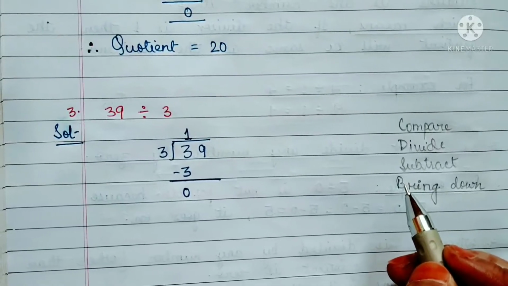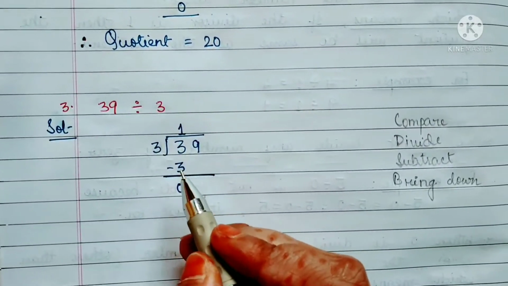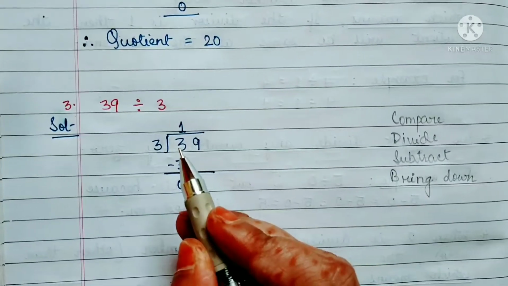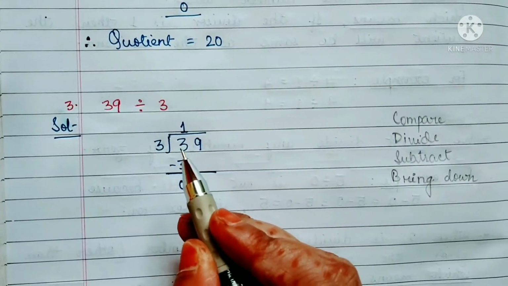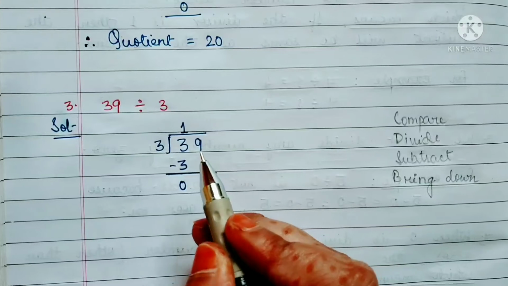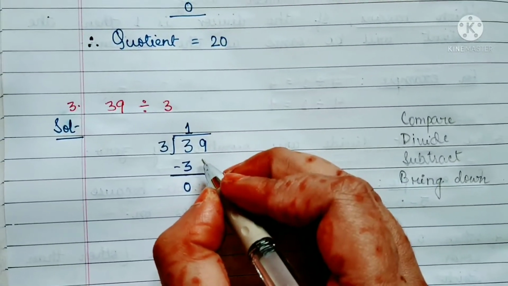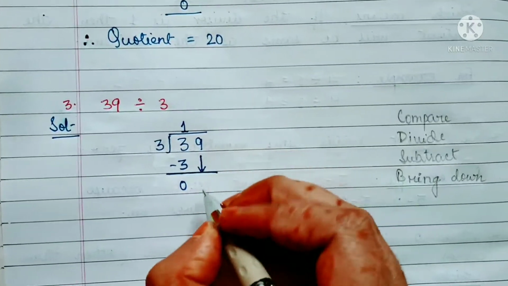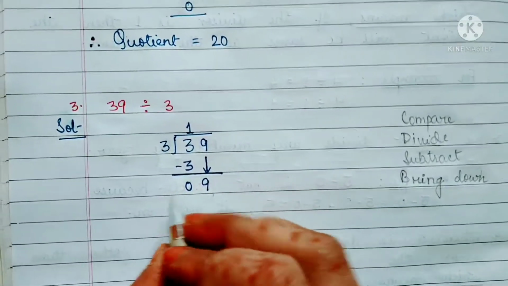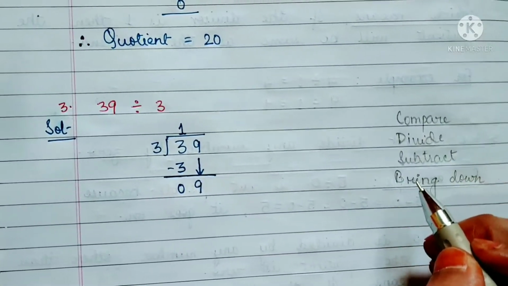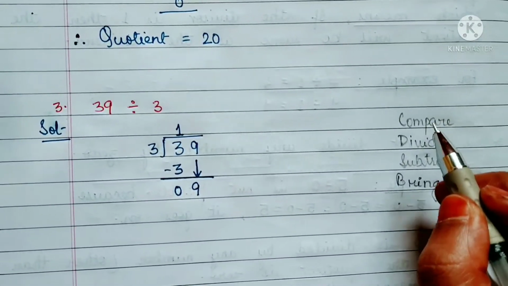Now coming to the fourth step. Once we have compared, divided and subtracted the first number, which is at the leftmost place, we will now bring down the next digit. So this 9 will be taken down. Now 9 is ready for division. Now we'll again start from the first step. First we'll compare 9 by 3.